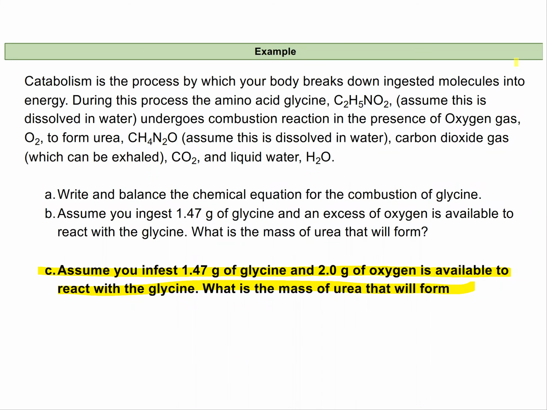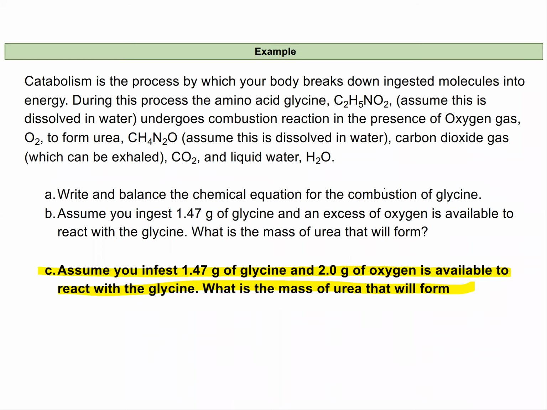Hopefully you've had a chance to try out this problem. I'm now going to walk through detailed solutions. And this problem hopefully allows you to have a quick and easy double check based on what we did previously when we calculated the amount of oxygen we would need to react with our 1.47 grams of glycine. And so going into this, I expect my glycine to be my limiting reactant here rather than my oxygen.